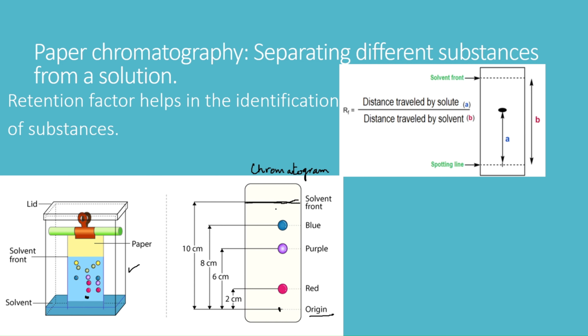Actually, dyes in the ink have different solubilities in water, so they travel at different rates. The most soluble one travels faster along with water, that is why they separate. So here they have taken the reading from the baseline till the spot. For red, the distance covered by the red ink is 2 centimeters. The distance covered from the baseline till the purple spot is 6 centimeters, and the distance covered by the blue spot is 8 centimeters. And the distance traveled, the level till the solvent rises, is called solvent front, which is 10 centimeters in this case.